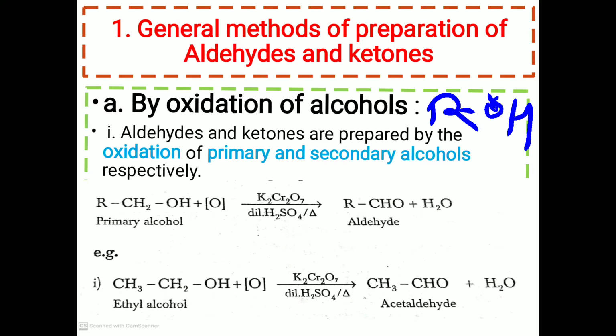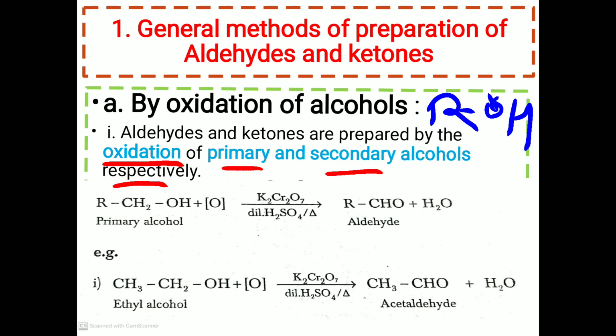Now the first one is by the oxidation of alcohol. In this method we prepare aldehydes and ketones. Aldehydes and ketones are prepared by the oxidation of primary and secondary alcohols respectively. That means when primary alcohols undergo oxidation, they give aldehydes, and when secondary alcohols undergo oxidation, they give ketones. Now let us study how this happens.